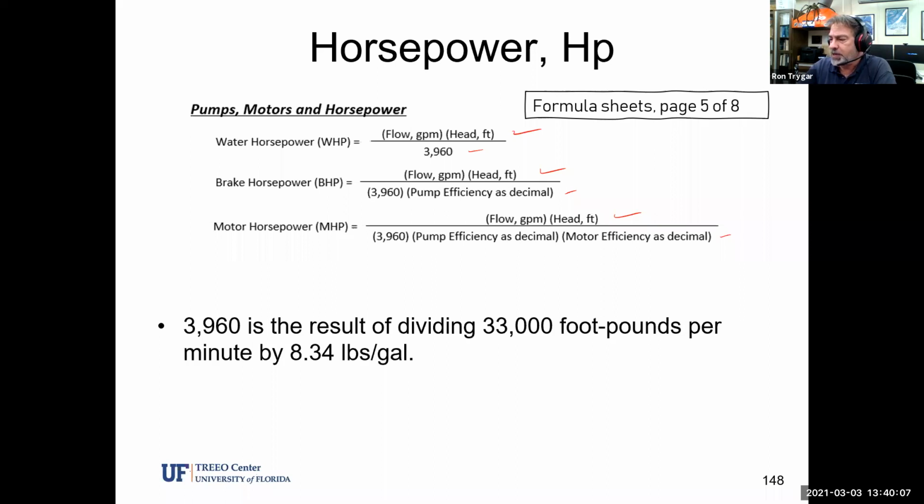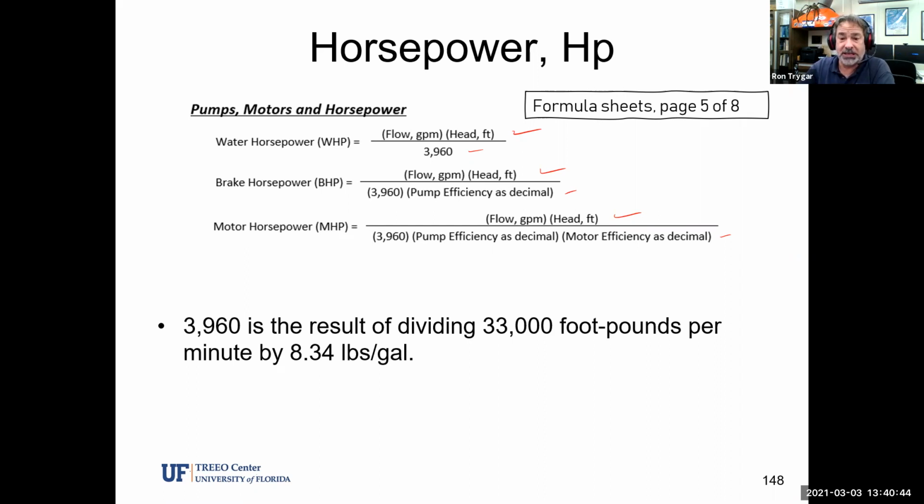So the 3960, you notice 3960 in all of these. 3960 is a constant. You don't have to worry about where that really comes from. Just know that it's a constant that's used in all of these calculations. It's the result of dividing 33,000 foot-pounds per minute by 8.34 pounds per gallon. And that really comes back into play when we're talking about, in the olden days, how they calculated energy and energy needed to move things.